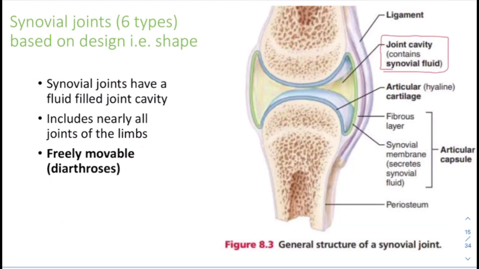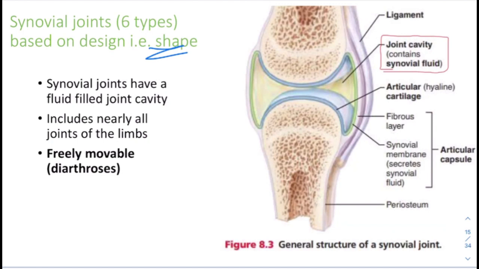Okay, so next, we discussed the cartilaginous joints, which are two types, the synchondroses and the symphyses, the hyaline cartilage and the fibrocartilage. So now synovial joints, they are 6 types, and the 6 types are based on design or the shape of the joint, and we'll talk about them in part 2.